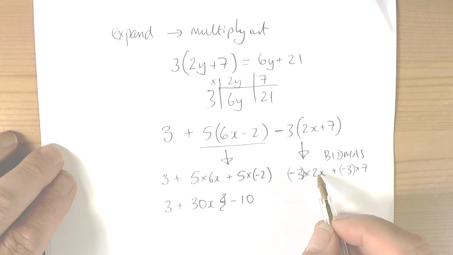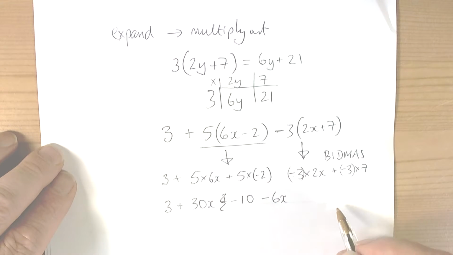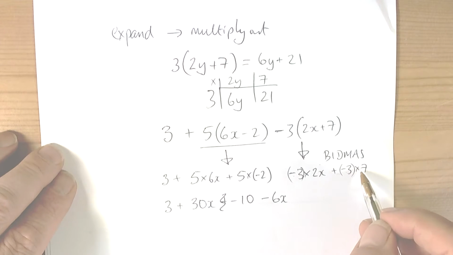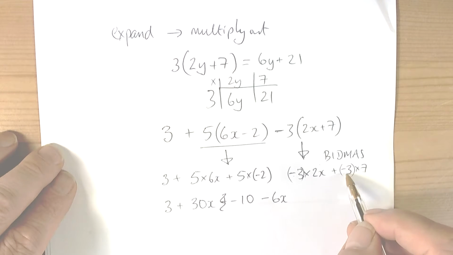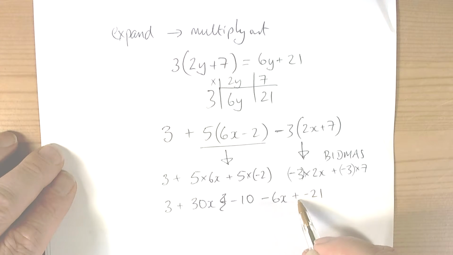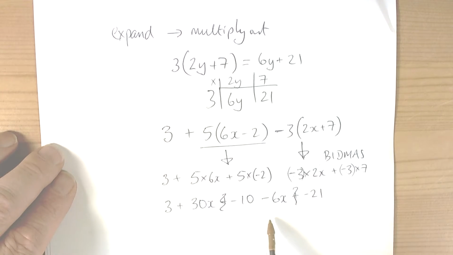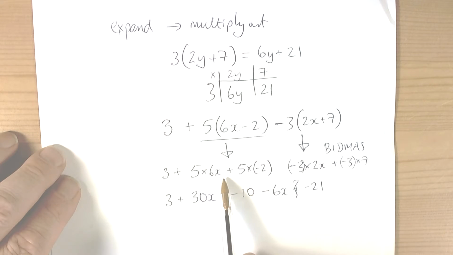We've then got negative 3 times 2x, which is negative 6x, so we can think of that as take away 6x. And then we've got negative 3 times 7, which is negative 21, so we've got add negative 21. But again, we're adding a negative, which means that we're going to end up getting smaller, so we end up taking away again. So now we've dealt with all the multiplications, we can now think of what comes together as like terms.